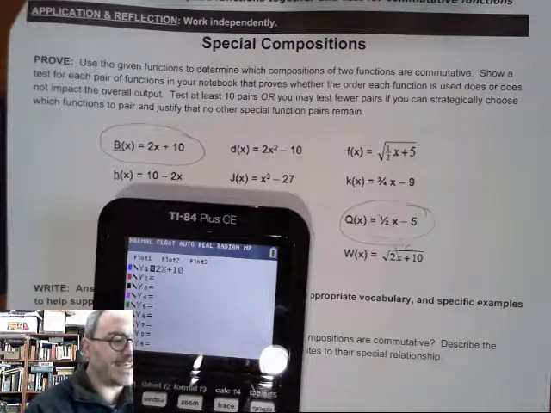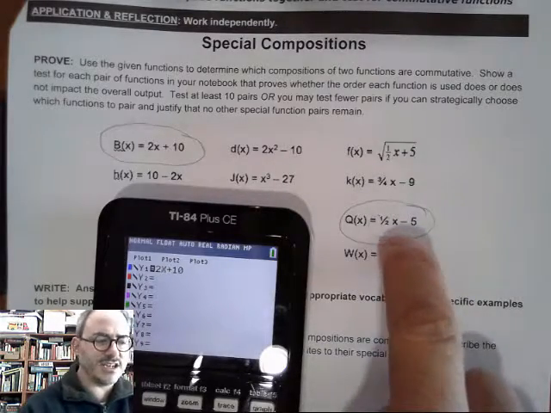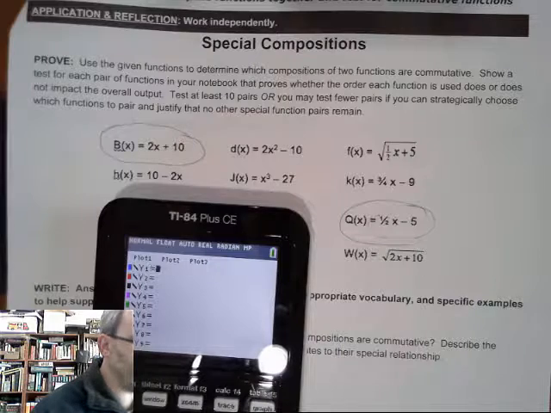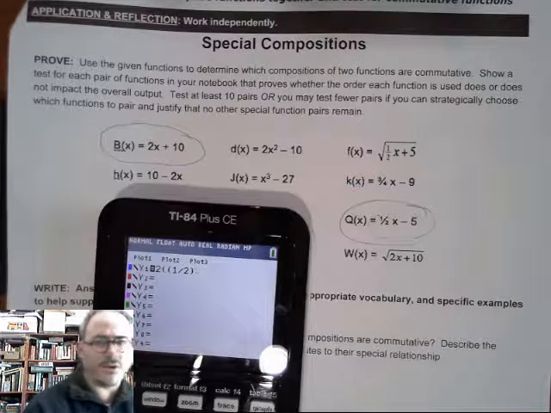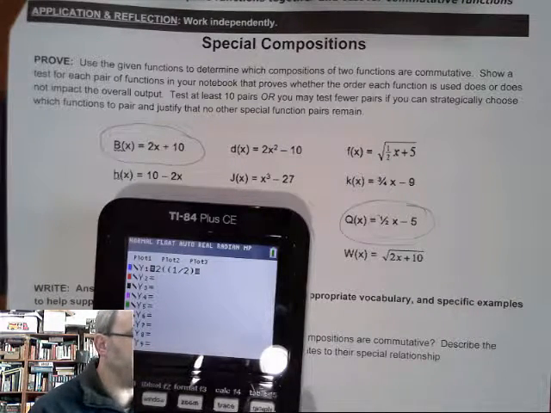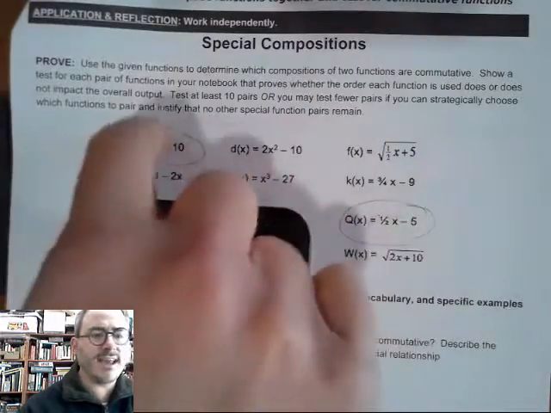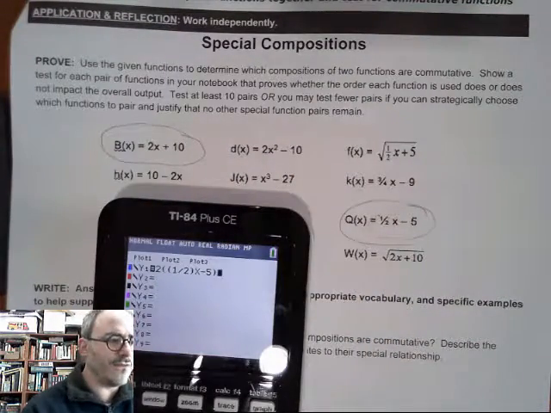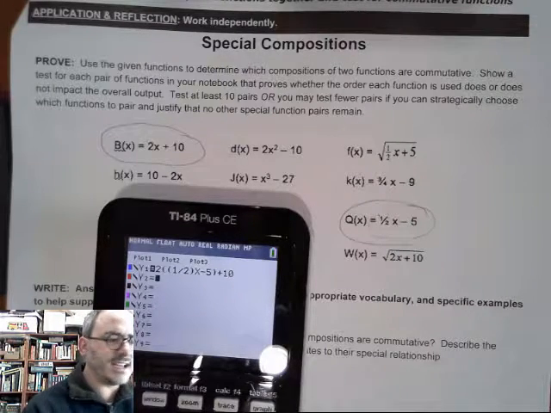So instead of x, I've actually got to put in the next function I'm going to compose the function into. Instead of x, I've got to put 2 times, not x, but 1/2, in its own parentheses, times x minus 5. Do you see what I'm doing there? I'm putting this whole function into the x of that function, as if this whole function was the x plus 10.